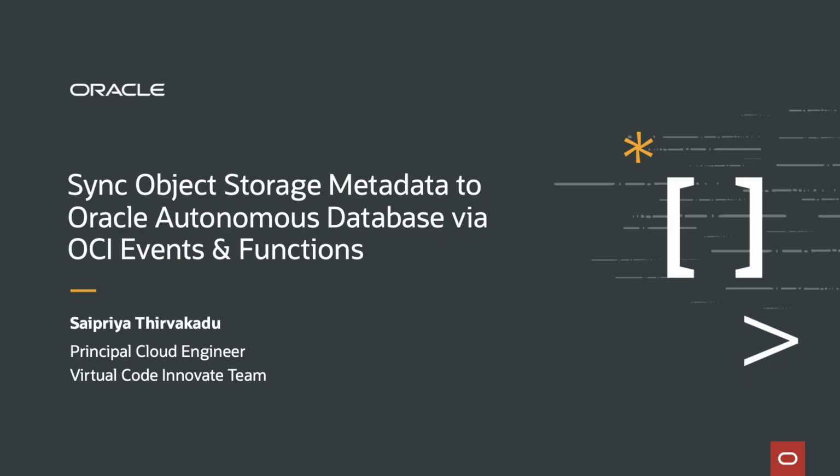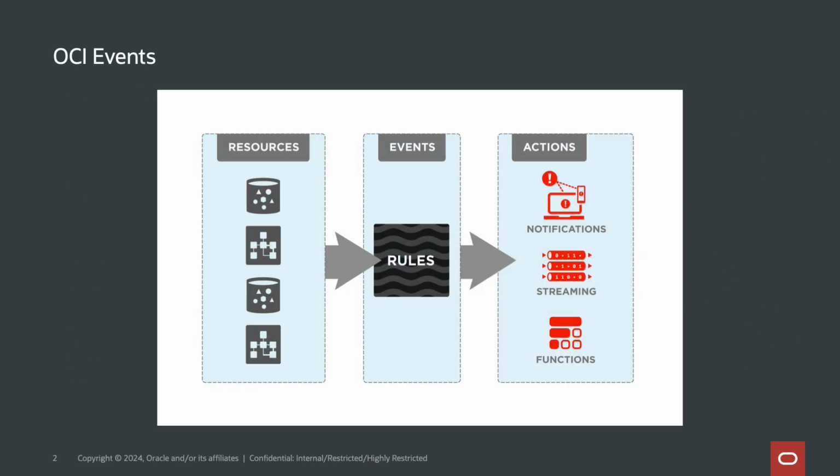Today, let's talk about how to sync object storage metadata to Oracle Autonomous Database via OCI Events and Functions. OCI Events is a service that lets you automate tasks when something changes in the cloud resources. For example, when a new file is uploaded or a database is updated, OCI Events can detect it. You can then set up rules and send these events to other resources like OCI Functions or OCI Notifications to trigger the right actions automatically.